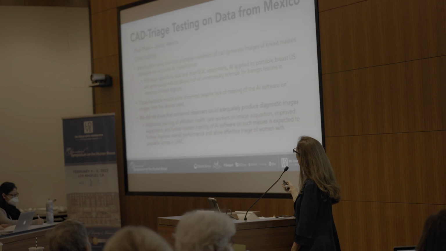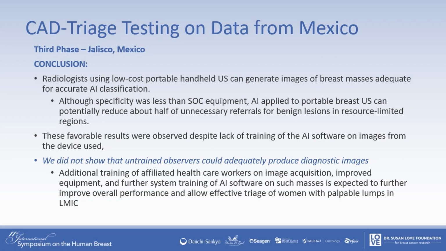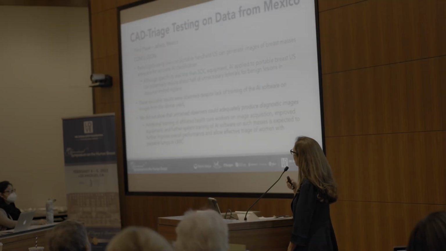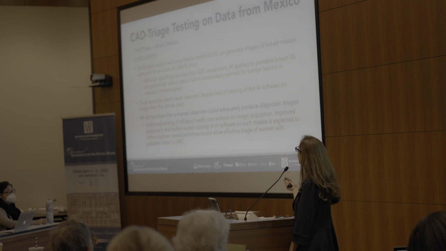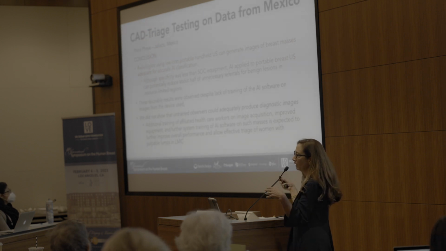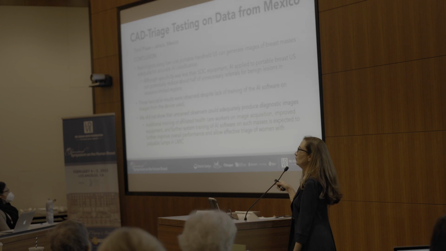Okay, so in conclusion, the radiologist using the low-cost portable V-scan ultrasound can generate images of breast masses adequate for accurate AI classification. Although specificity was less than with the standard of care equipment, AI applied to portable ultrasound can potentially reduce about half of the unnecessary referrals for benign lesions in these remote areas. And these were favorable results despite the lack of training of the AI with the V-scan machine. And we didn't show that the untrained observer could adequately produce diagnostic images, but that's on us.